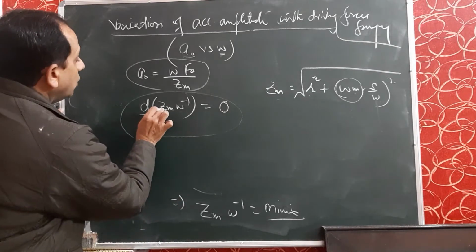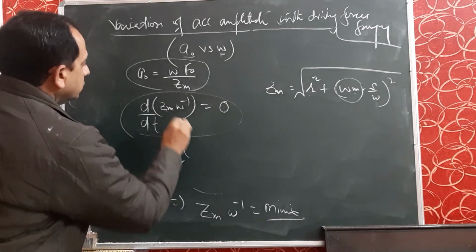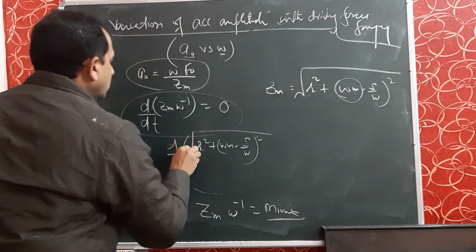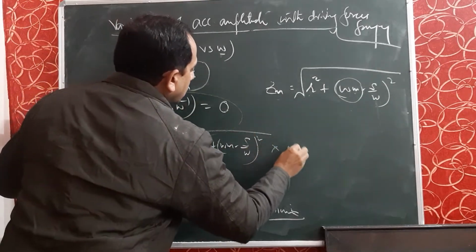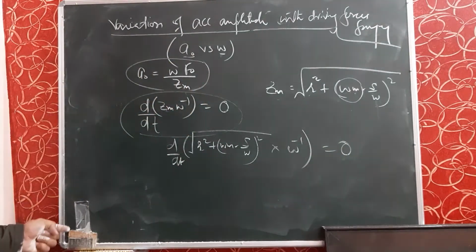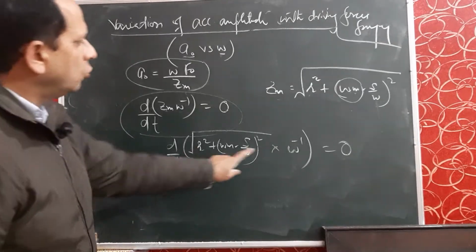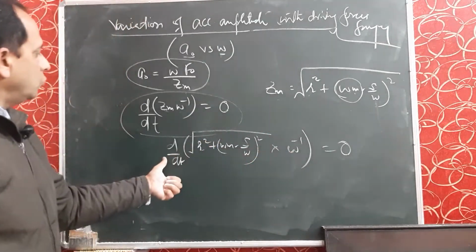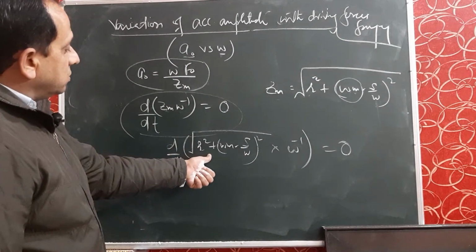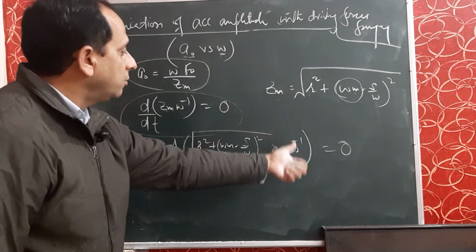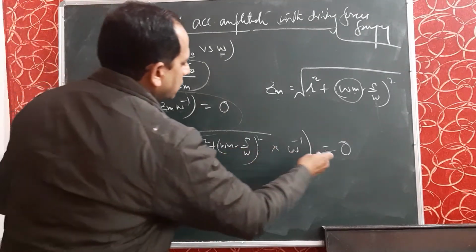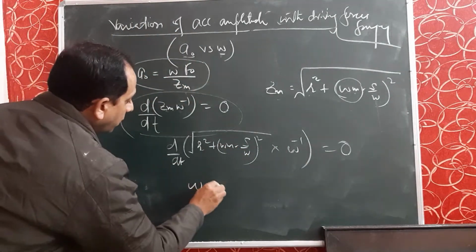So you may put the value of Zm here. So d/dω of this Zm, which is square root of r square plus (omega m minus s by omega) whole square, into omega inverse, is 0. So you may calculate its derivative. There are two terms, first term and second term, so you may apply the product rule, that is, first term as it is into derivative of second term plus second term as it is into derivative of first term, and then solve it, set it equal to 0, and you can find the value of omega.